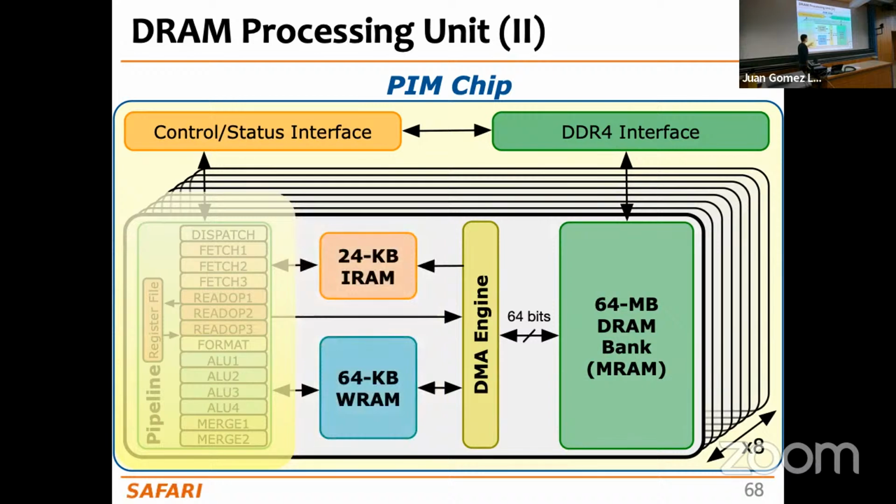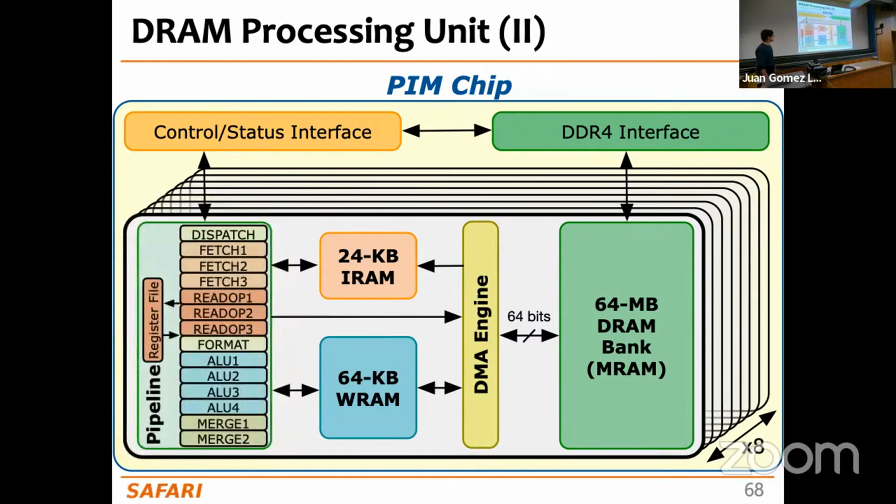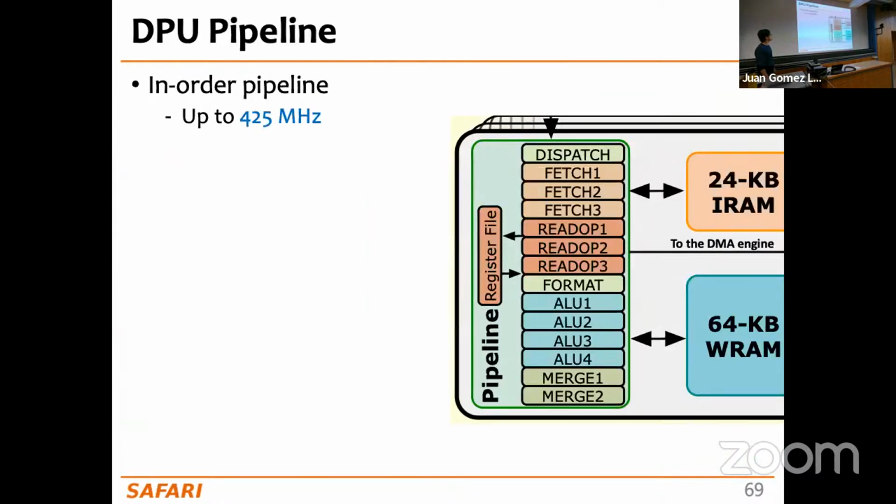And we have these 2 SRAM-based memories, one for instructions, the other one for operands. This DMA engine is the one in charge of executing MRAM read and MRAM write. Remember the code of the vector addition, where we move data from here to here using MRAM read or MRAM write, okay? And here is the pipeline, right? There are 14 stages in total. We can take a closer look at the pipeline.